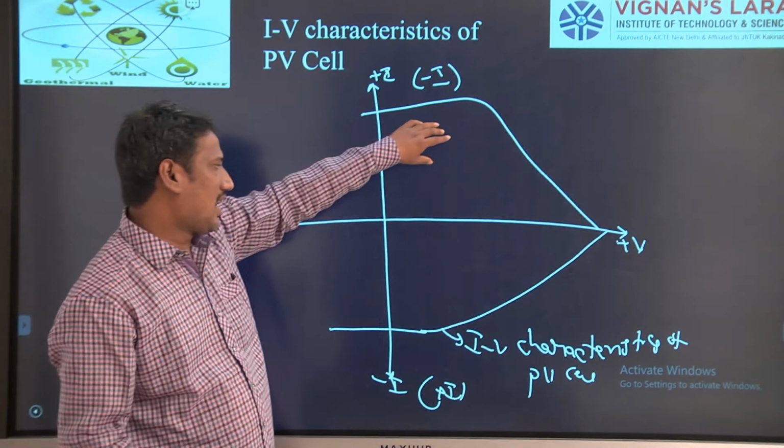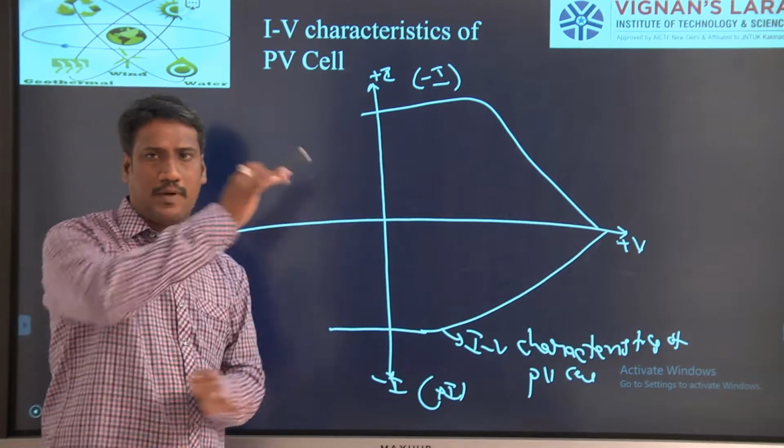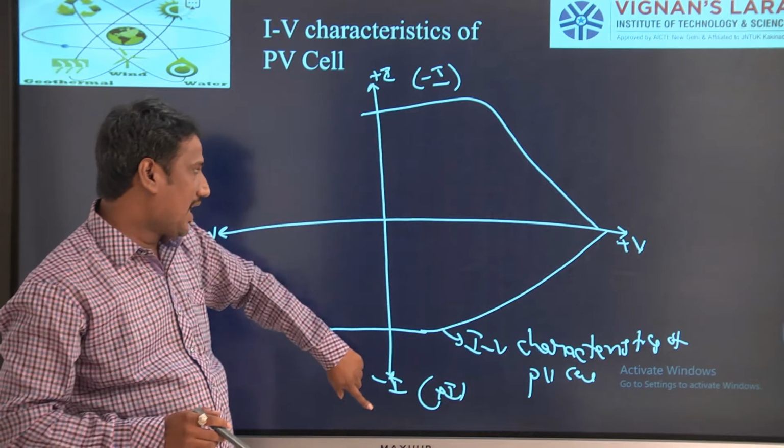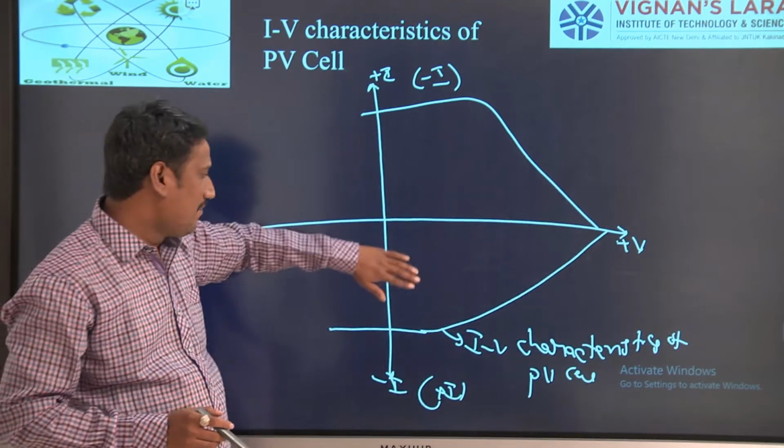So now this will be the third quadrant, and this will be the first quadrant. Just I have flipped it. Plus side I have taken this side, and the opposite side I have taken minus side.